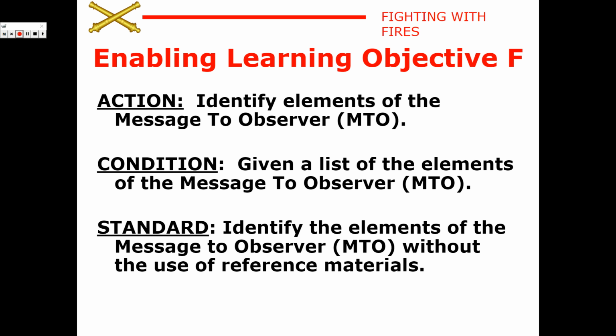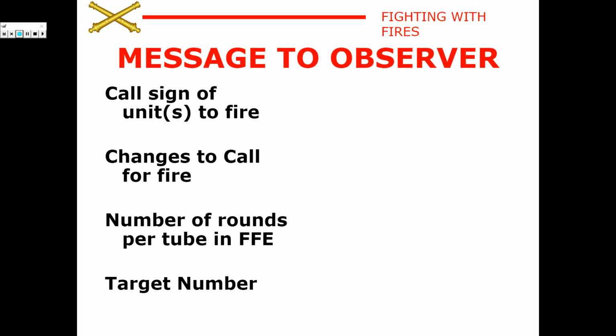This is the elements of the message to observer. So after you've sent your fire mission and it's been processed, the Fire Direction Center prepares a message to observer, and then that is relayed to the forward observer. It has 4 components. First, it's got the call sign of the unit to fire. In this example, we're going to use Bravo. It has changes to the call for fire. Now in this example it says HEVT in effect, which is high explosive variable time.